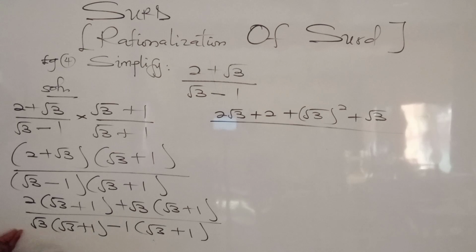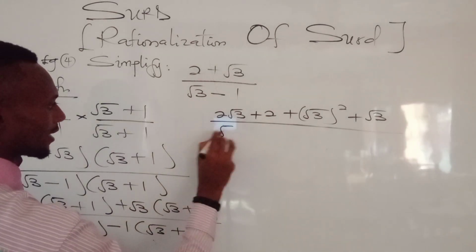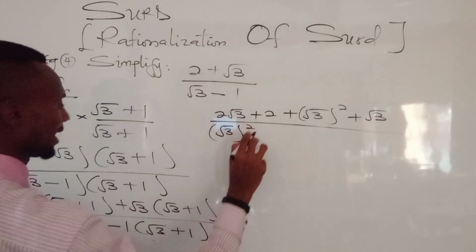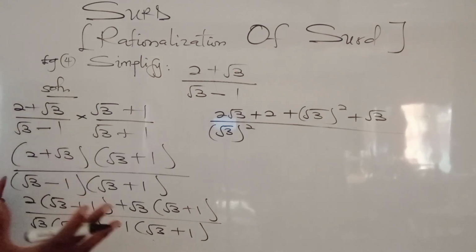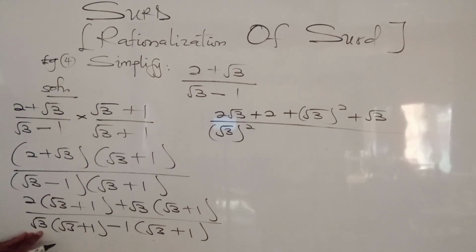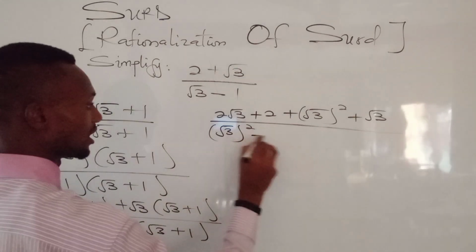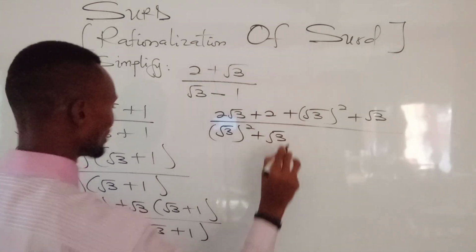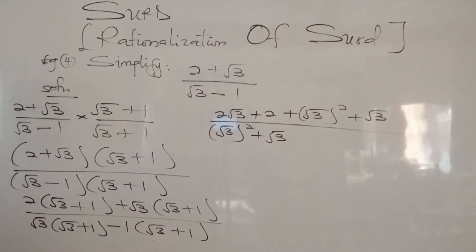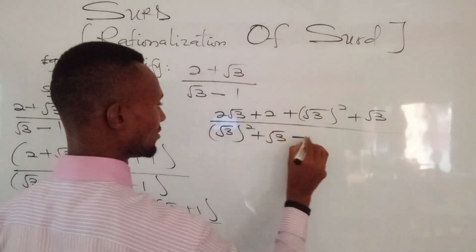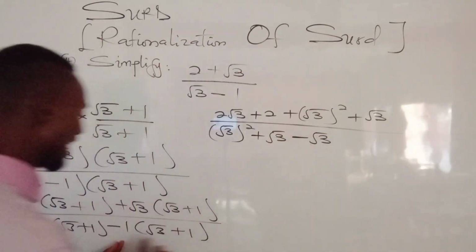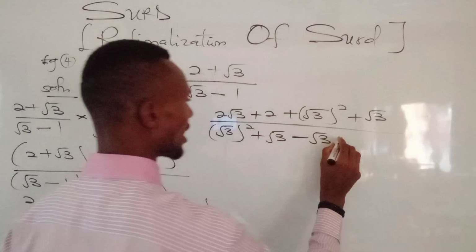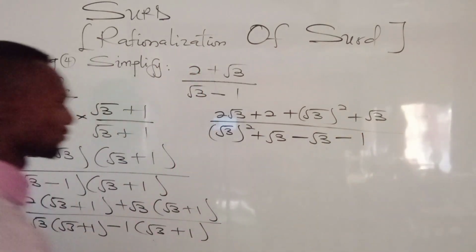So root 3 times root 3 will give root 3 all squared, or you can make it root 9, the same thing. And root 3 times this positive 1 will give positive root 3. I hope you agree with me and you understand. Then the minus 1 will also open its bracket by multiplying each term in the bracket. So minus 1 times root 3 gives minus root 3, and minus 1 times positive 1 gives negative 1.